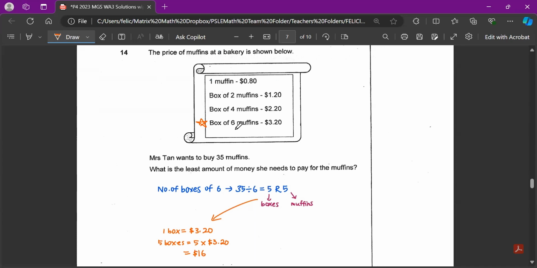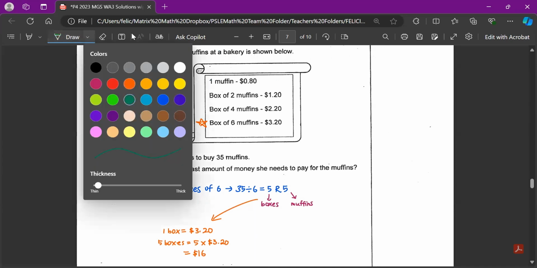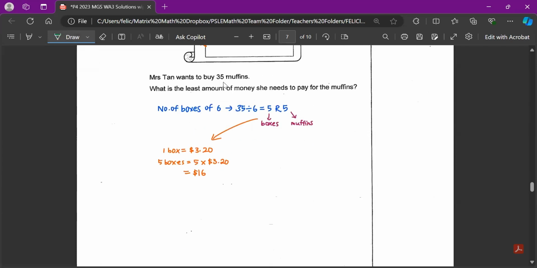5 muffins, of course you can't buy this one. This star I put is for the orange color previously. I wanted to focus on the boxes of 6. But now, to buy 5 muffins, I cannot use this. So never mind, you use the next best one, which is the box of 4 muffins. In this case, I'll just split up the 5 muffins. This will be the box of 4 muffins. And if I buy a box of 4 muffins, it means here I'm left with 1 muffin that I still need to purchase.